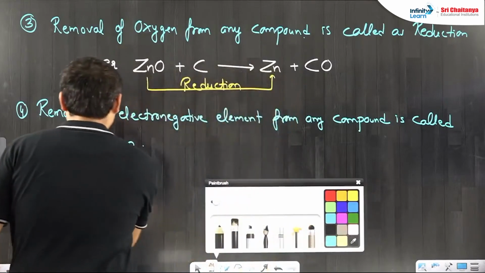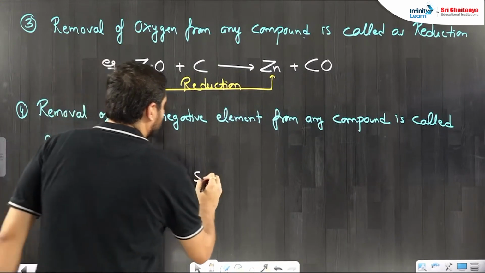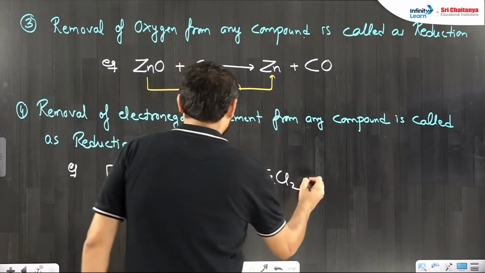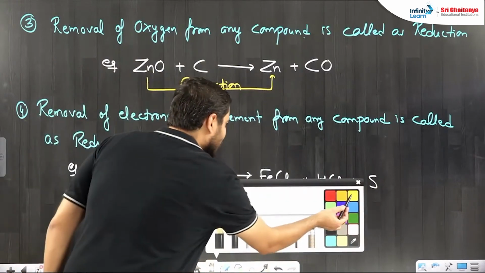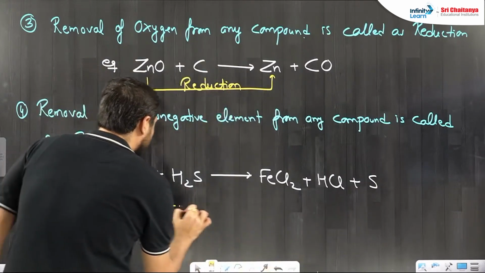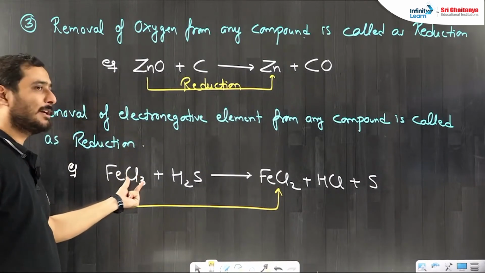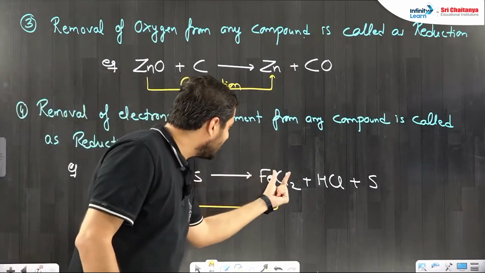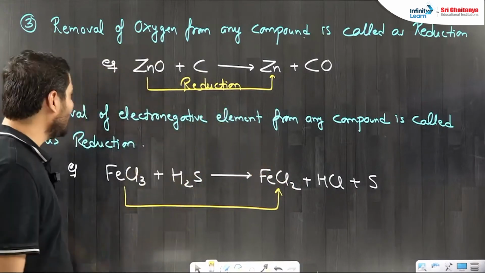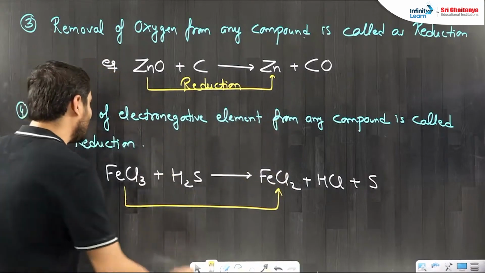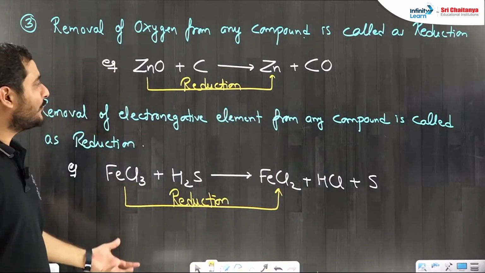So if I write example for this, FeCl3 plus H2S, it is converted to FeCl2, HCl plus sulfur. Now we have to only consider this part. FeCl3 is converted to FeCl2. So in FeCl3, how many electronegative element chlorine are present? 3. In FeCl2, how many electronegative chlorine atoms are present? Only 2. So 3 to 2 means 1 chlorine is removed, and removal of electronegative element is called as which process? Reduction process. So all these are cases for reduction.